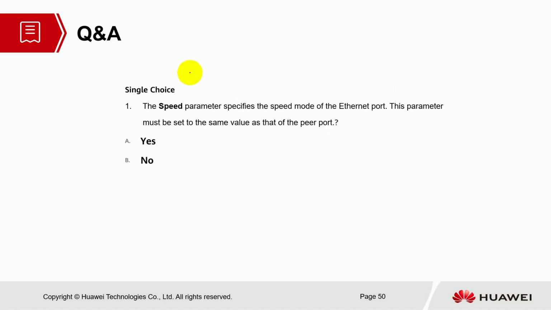Q&A session. The speed parameter specifies the speed mode of the Ethernet port. This parameter must be set to the same value as that of the peer port. Is it true or false? Yes, the statement is correct.